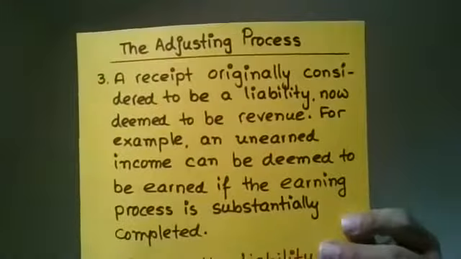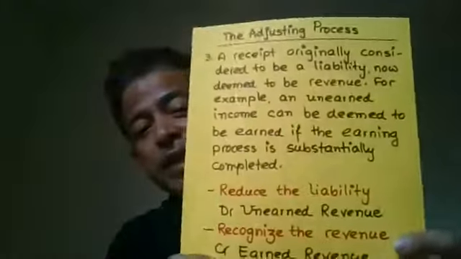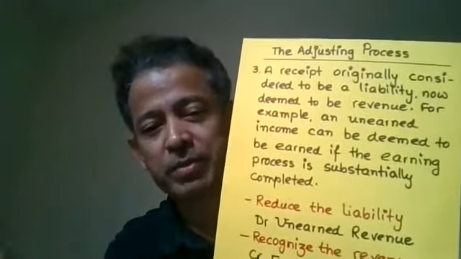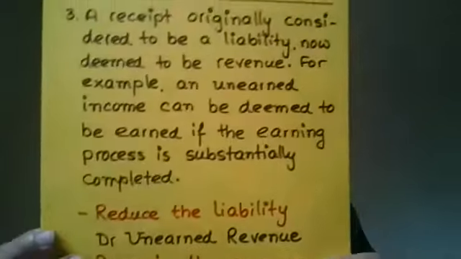For example, an unearned income can be deemed to be earned if the earning process is substantially completed. If the earning process is substantially complete, that's the revenue recognition issue. So we can park it for the time being. So this is how you do it. You reduce the liability as you find out that part of that unearned revenue has now been earned. So you reduce the liability, and we know that all liabilities are credits when they originate. So when you reduce it, it will be a debit. So now we have the debit part of the journal entry.